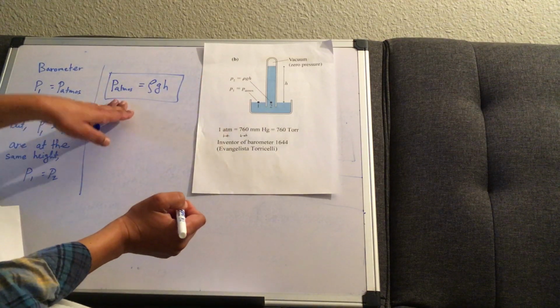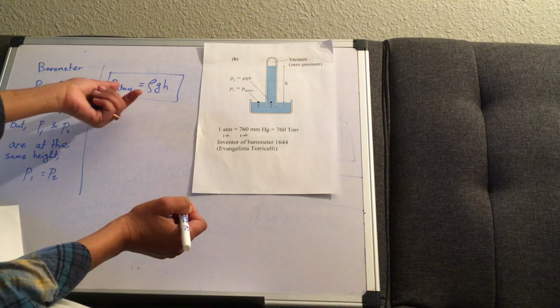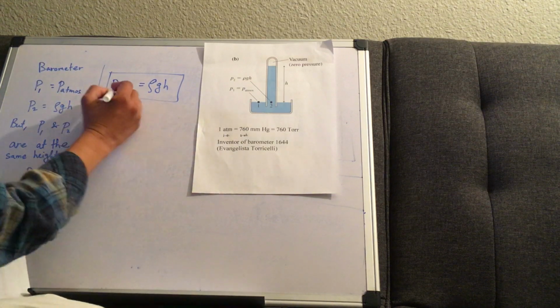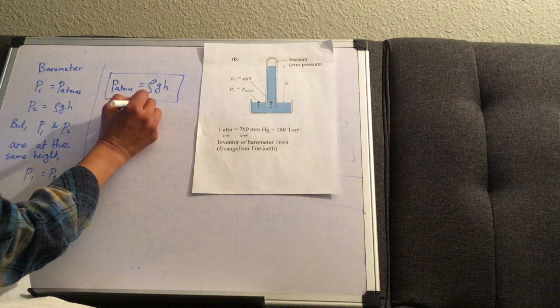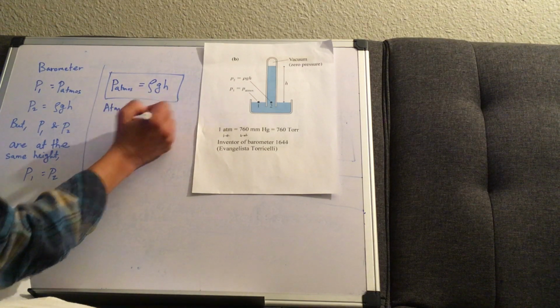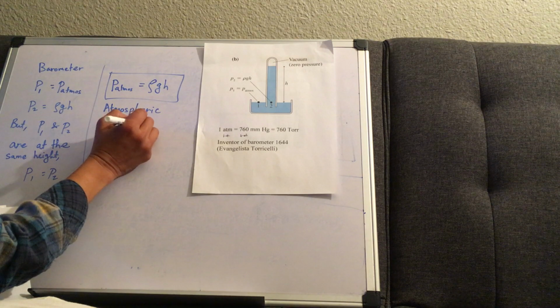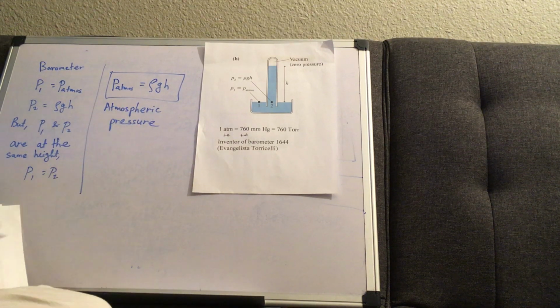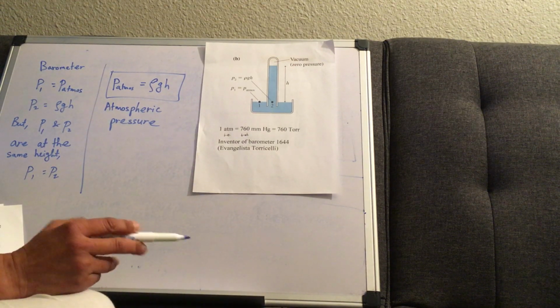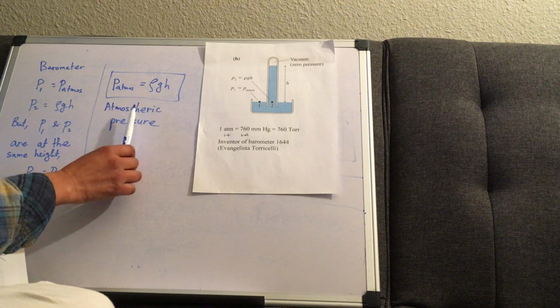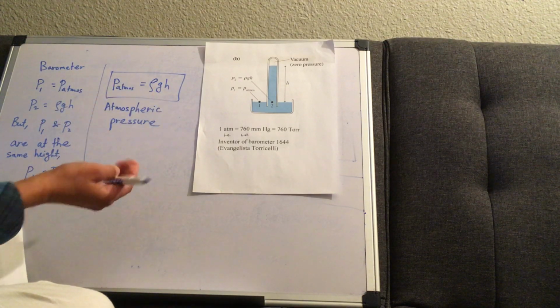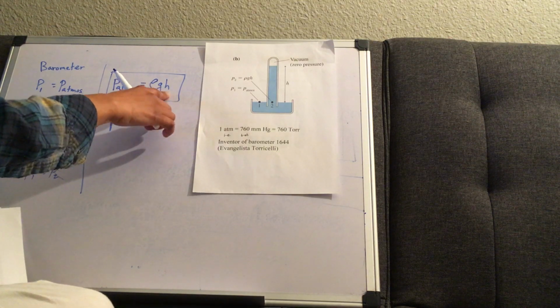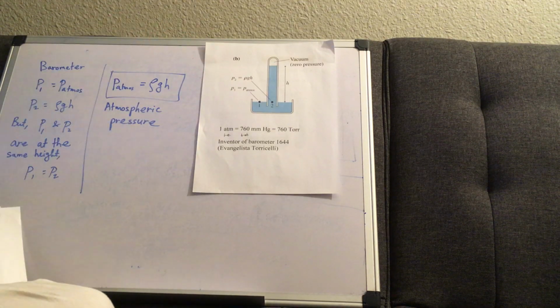So this equation gives us atmospheric pressure. This is the equation for atmospheric pressure, and then we can use the barometer to measure atmospheric pressure by measuring the height of the liquid in a column, or in that tube basically.